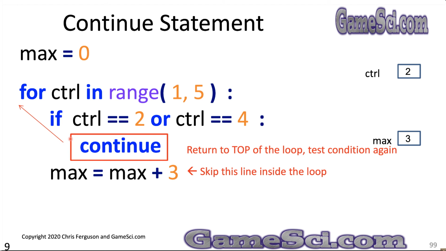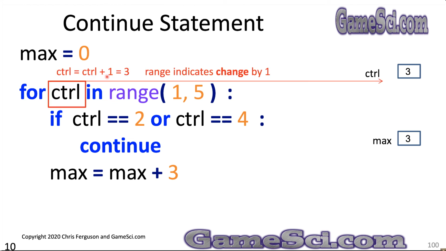Some people call the continue a soft break because it lets you kind of restart the loop and try it over again. So what the continue statement will do is say go back up to the for loop and do it again. Return to the top of the loop to test the condition again. Skip this line of code. Anything below the continue statement will not execute. So continue will take us right back to the for loop. Now, when we get to the for loop, if it's still true, we'll spin in the loop.